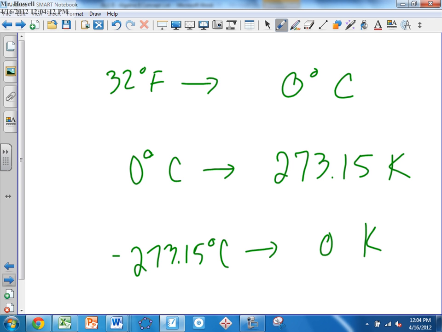Ever go out in the winter and they're like, oh, it's really cold out today. With the wind chill, it's negative 10 degrees. How could you have a negative temperature? It just means that it's getting lower and lower and lower. But theoretically, the lowest temperature possible is like 0. Well, that's on the Kelvin scale.